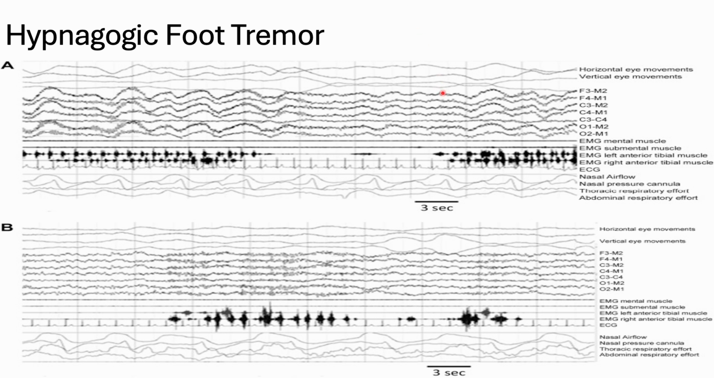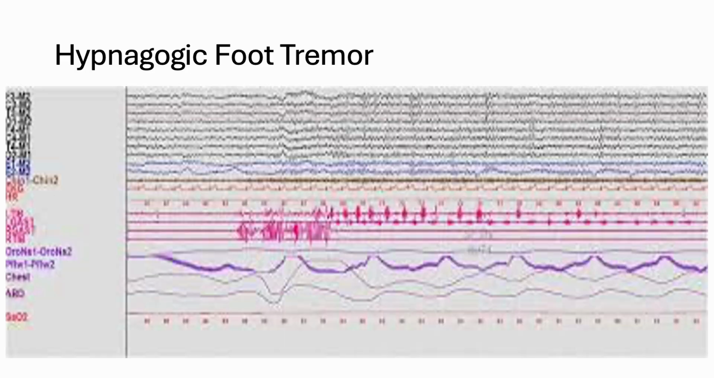Then the patient appears to arouse somewhere in here. The leg movements come back. Here's some better sleep here. You get a little bit better waves. Arousal happens. They start moving their feet again. Hypnagogic foot tremor. Here's some more.